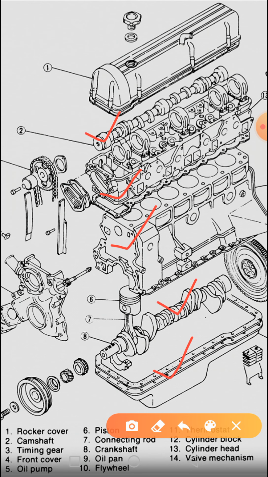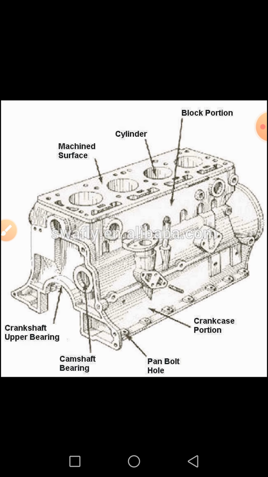Now we can discuss each component in detail. First one is cylinder block and crankcase. As you can see in the figure, cylinder block is the basic framework of an engine. The main part of the engine is the engine cylinder block. All the other parts are connected or mounted to the cylinder block. So it is known as the basic framework of an engine.